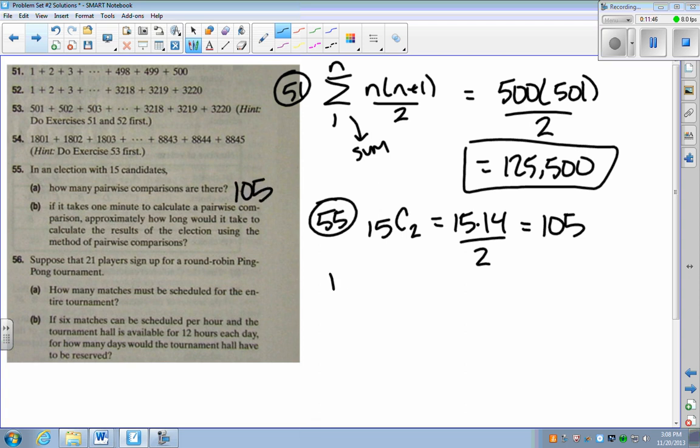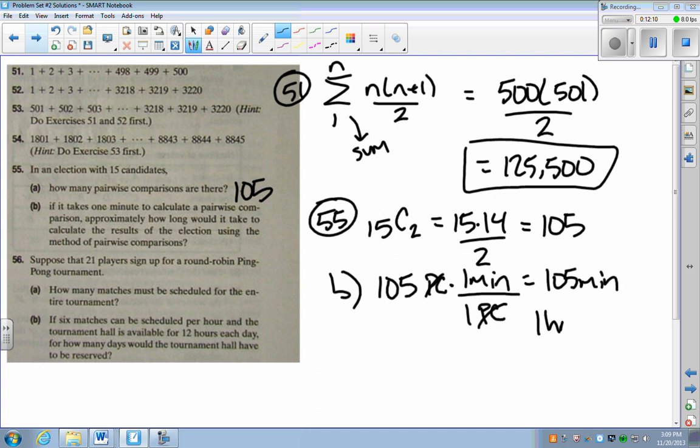Now, part B, if it takes 1 minute to calculate a pairwise comparison, how long would it take to calculate the results? So we get 105 pairwise comparisons. We can do one pairwise comparison in 1 minute. It's going to take 105 minutes, which is 1 hour and 45 minutes to completely do that with 15 candidates. 56 is the same idea. So hopefully that helped you guys out a little bit with problem set 2.